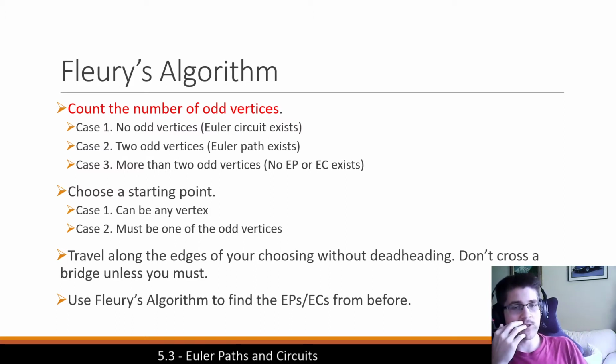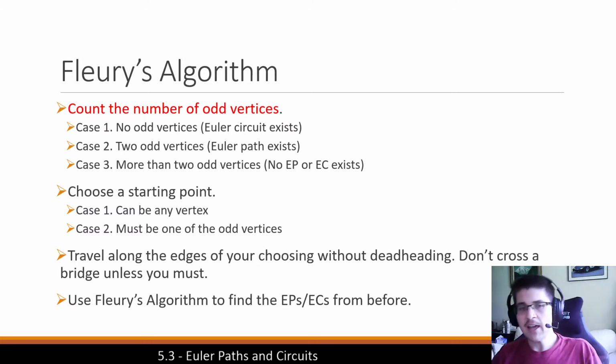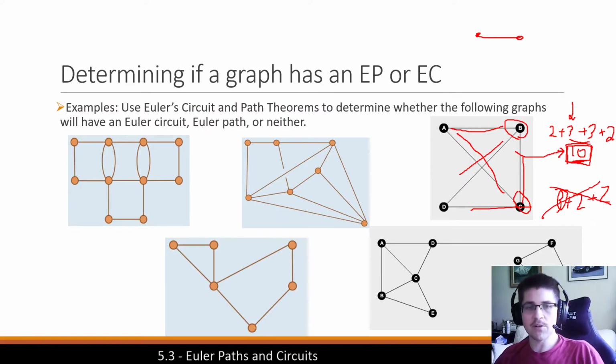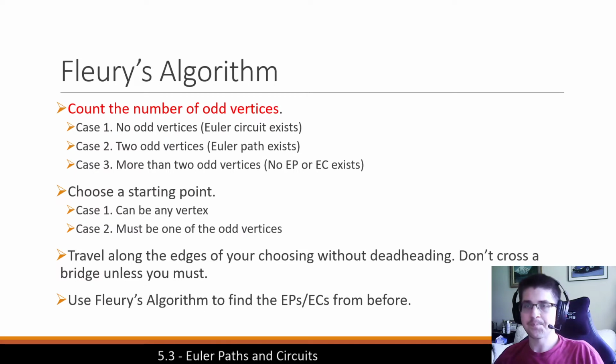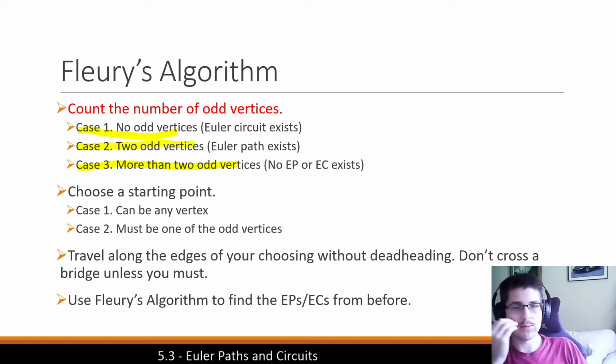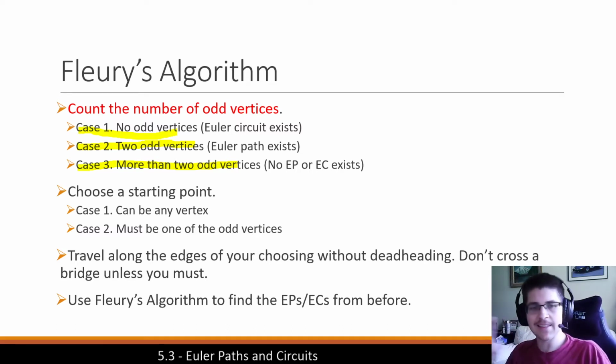So what Fleury's algorithm says to do first is to count the number of odd vertices in the graph. And as we practiced, we see the relevance of that because the number of even and odd vertices will help us know whether it's possible or not. So in case 1, when you have no odd vertices, an Euler circuit exists by Euler's circuit theorem. In case 2, when 2 odd vertices exist, an Euler path exists by Euler path theorem. And in case 3, if there's more, neither exists due to both theorems combined. And again, 1 and 3, those are not possible cases. So there's only 3 things that could happen. We're either going to have an Euler circuit or a path or neither.